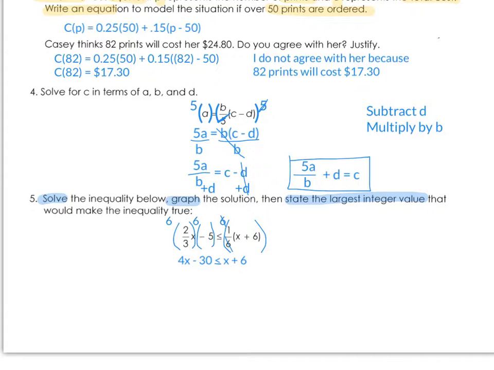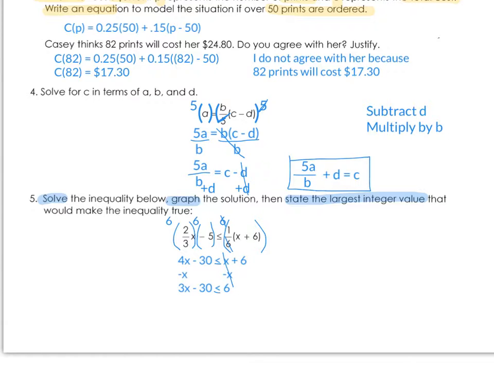Now I can solve this just like normal. Bring the smaller x over. So I think x is smaller than 4x, so I'm going to subtract x from both sides. X minus x will cancel here. And I'm left on the left side with 3x minus 30 is less than or equal to 6.